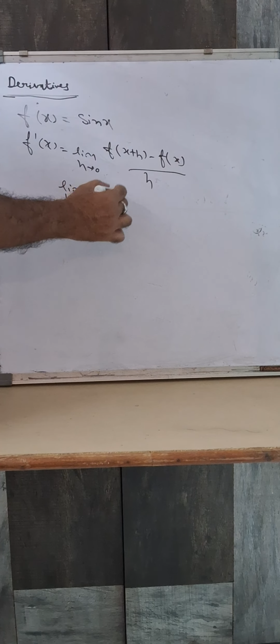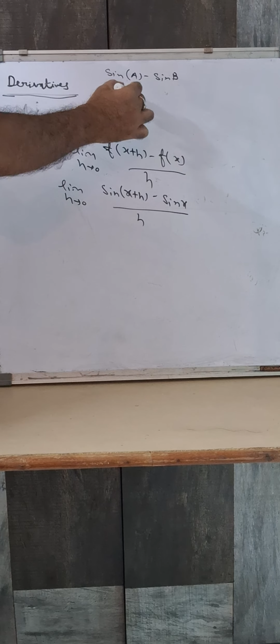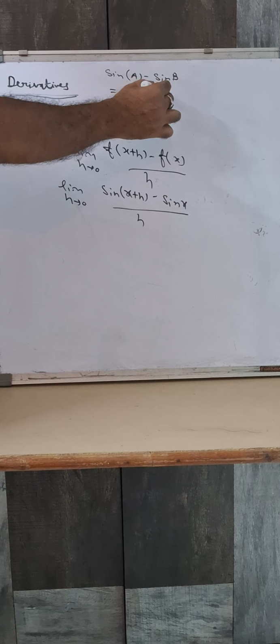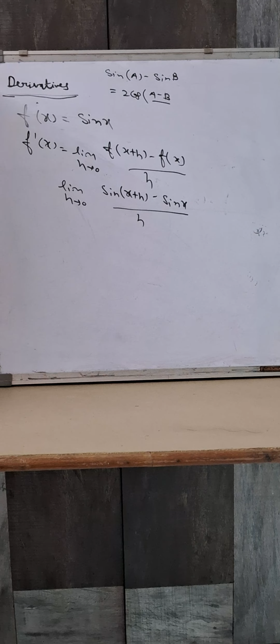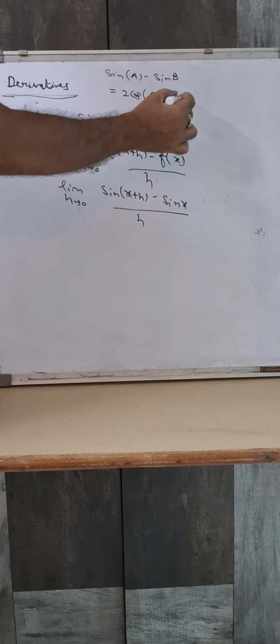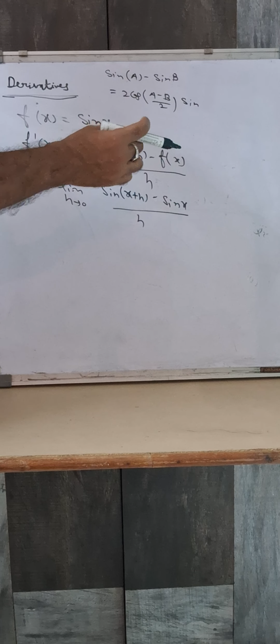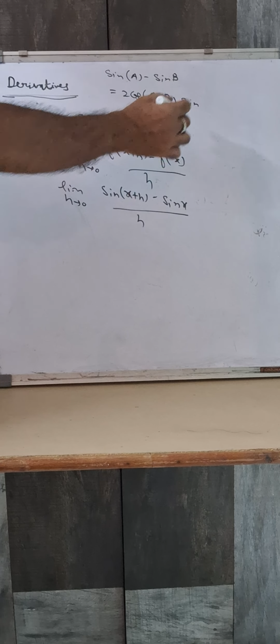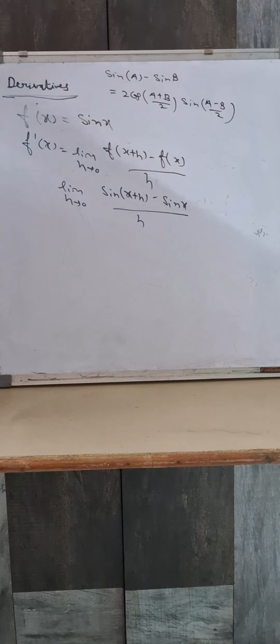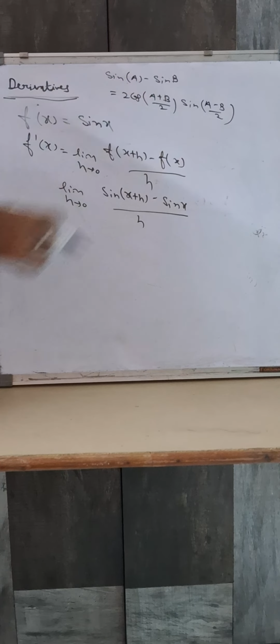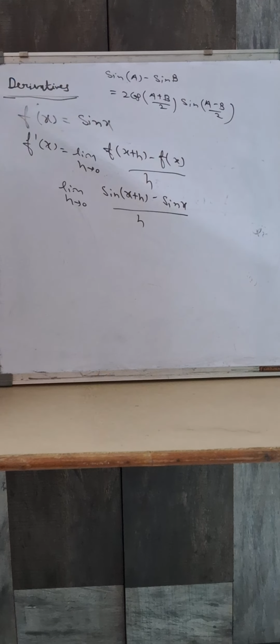Okay, we know that sin a minus sin b is 2 cos((a+b)/2) sin((a-b)/2). This is the trigonometric identity: sin a minus sin b equals 2 cos (a plus b) by 2 sin (a minus b) by 2.